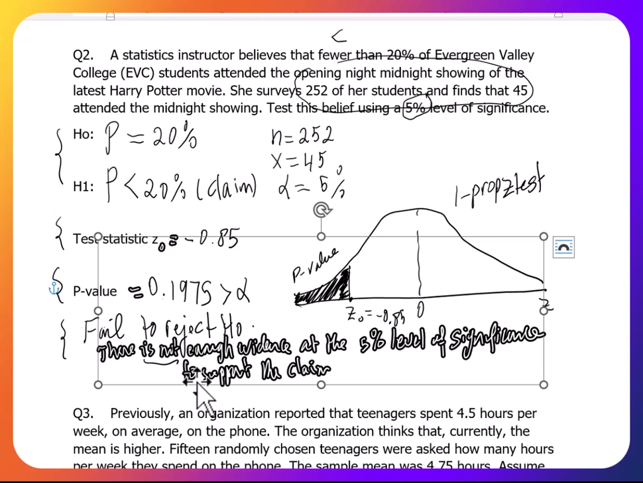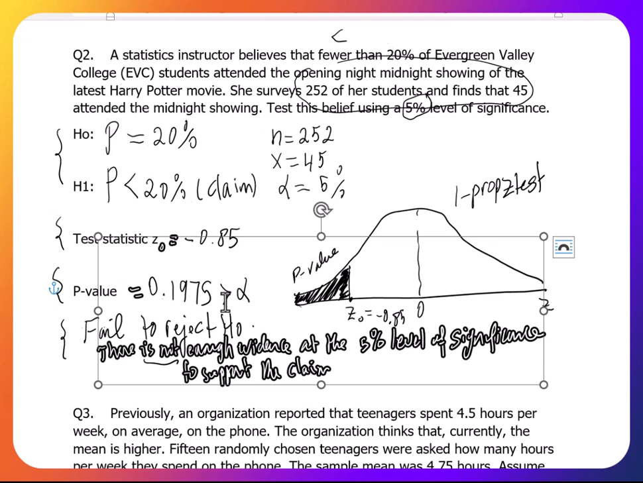Now, when you do your homework online, the book is going to ask you to select between the word support and the word reject. When the claim, guys, is in H1, you always use the word support. So you say, there is not enough evidence at the 5% level of significance to support the claim that fewer than 20% of Evergreen Valley College students attended the opening night midnight showing of the latest Harry Potter movie, and that concludes the problem.